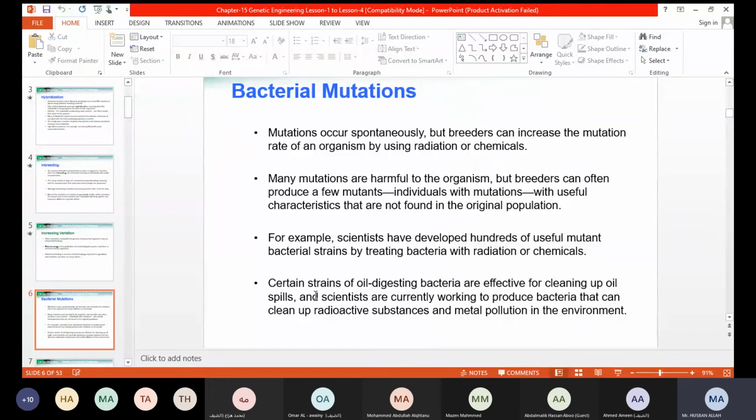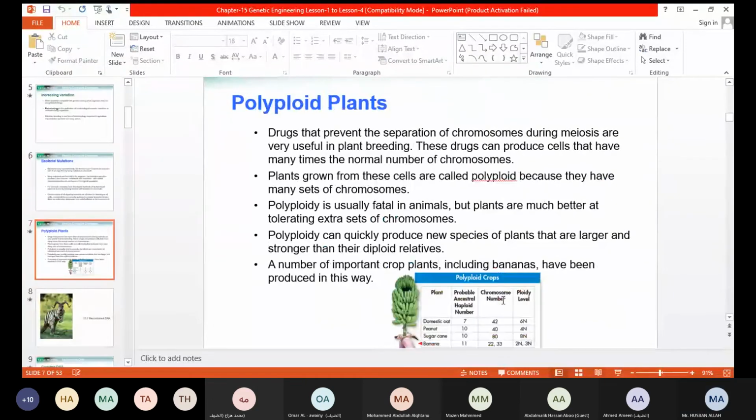So it is effective for cleaning oil spills, and scientists are currently working to produce bacteria that can clean up radioactive substances. So what are the scientists working on now? On the mutation of bacteria so that they will clean radioactive substances from the environment and help to remove metal pollution in the environment. That's a very good point, if scientists succeed in this.